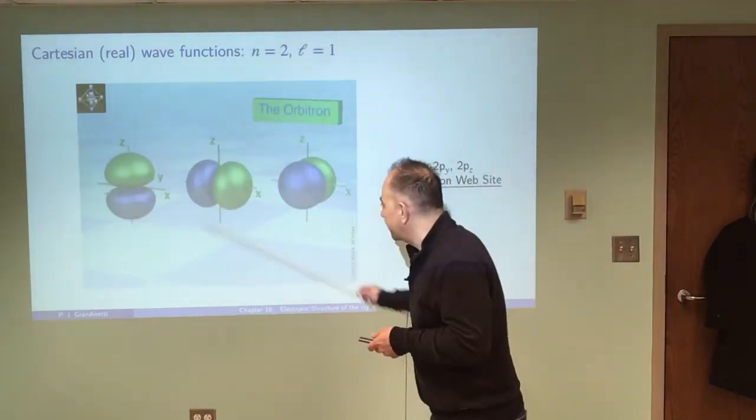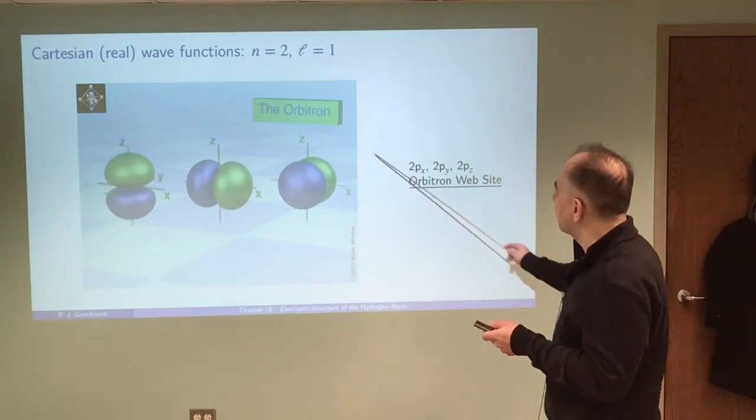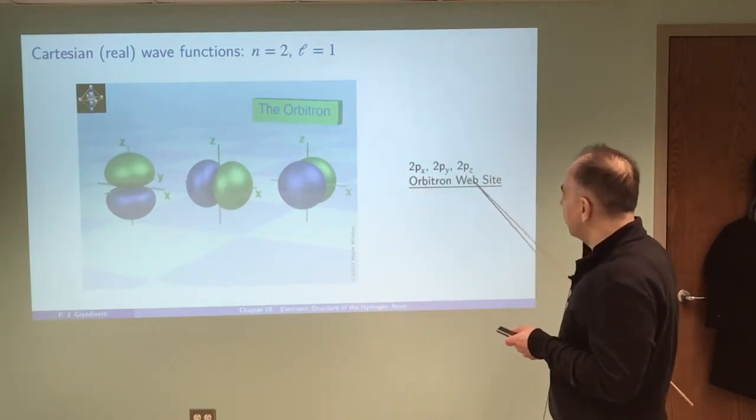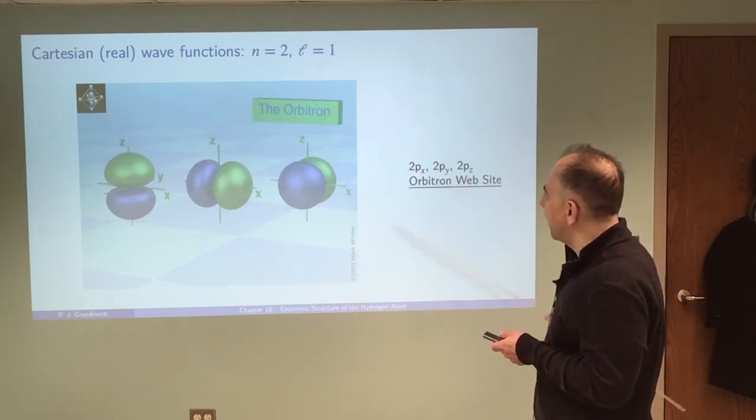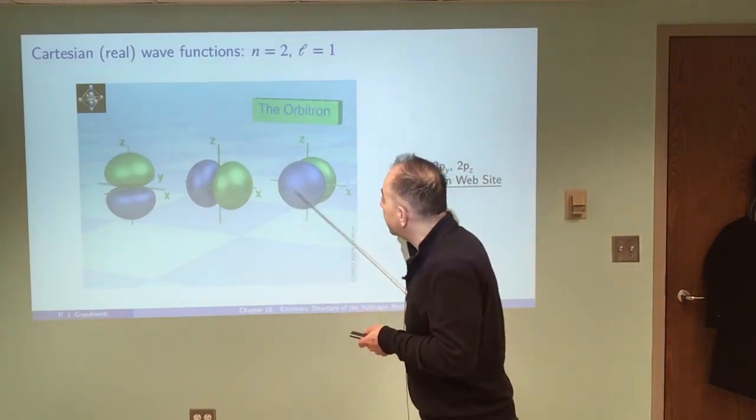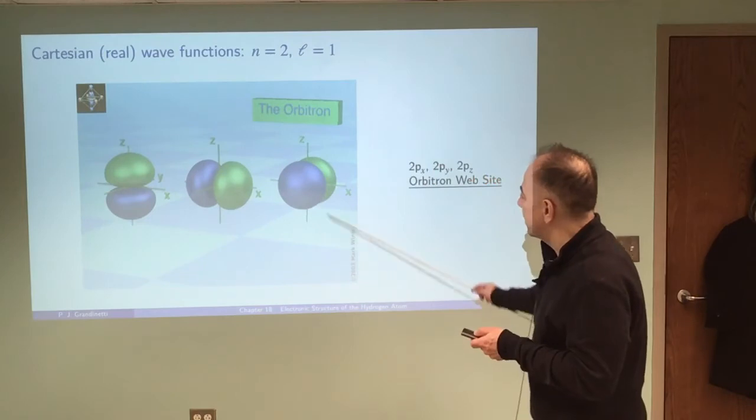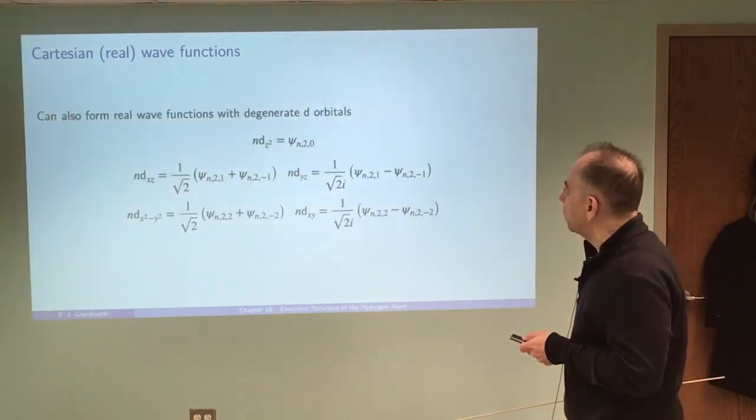So here's an example I pulled off the web at a really cool site called Orbitron. On the PDF, you can click on that and you'll go to that website here. And here are some cool pictures where you can visualize these. Again, you've probably seen many of these before.